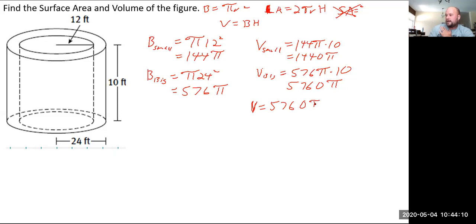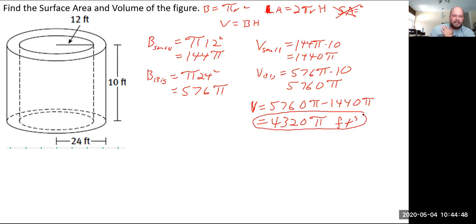5,760 pi minus 1,440 pi. These are like terms. They're both in terms of pi, so we're just subtracting the numbers. 5,760 minus 1,440 gives us 4,320 pi. Now, this was one of the things that I was trying to find, so I'm going to put my units on this as well. Everything was done in feet, and volume is in cubic units. So that was the easier of the two.